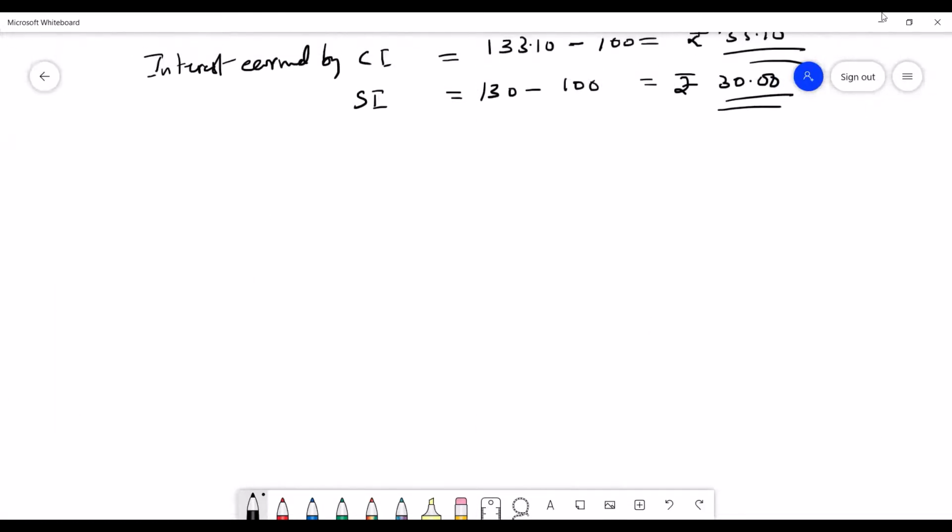Now this way, year by year calculation is tedious and it is time consuming also. So let us deduce a formula for compound interest. Formula for compound interest finding. Let P be the principal amount, and R is the rate of interest.